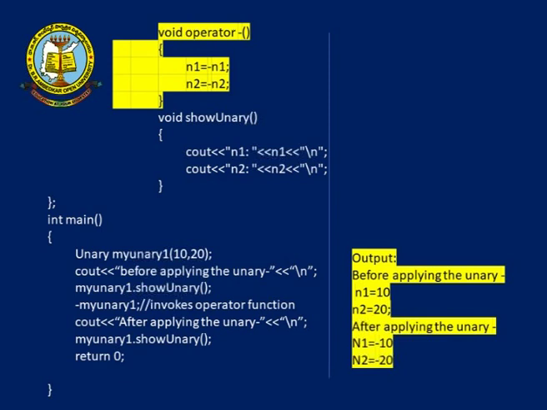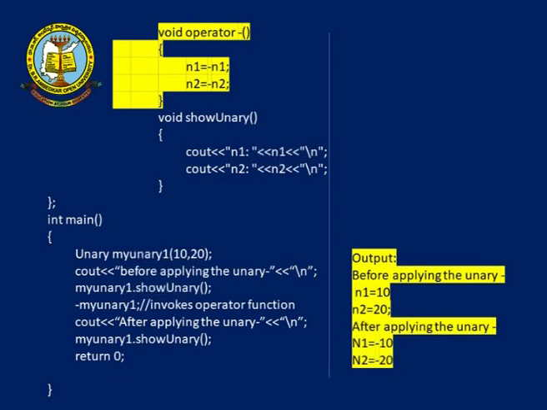Next, we also have a member function named show unary. The show unary will display what is there in n1 and n2. And next, in the main method, we are creating an object of unary type. Unary is the class name and my unary is an object. We are also passing two arguments, and in this case it automatically invokes the parameterized constructor. That means my unary 1 is an object and this object will be automatically initialized with 10 and 20.